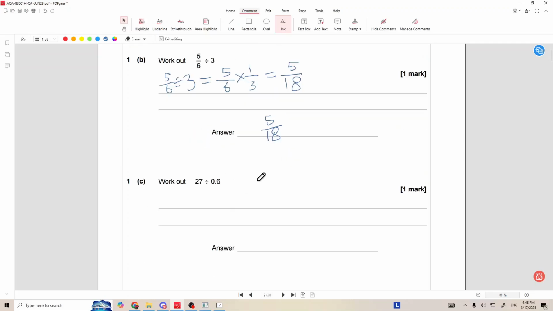Work out 27 divided by 0.6. Ooh, alright, so we'll do 27 divided by 3 over 5, which is equivalent to 27 times 5 over 3. So this should be 27 times 5. Wait, is it 135? I think it's 135. 135 over 3, which is 45. So that's my answer, 45.